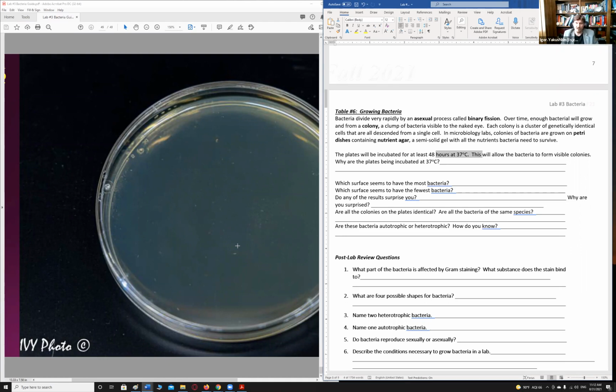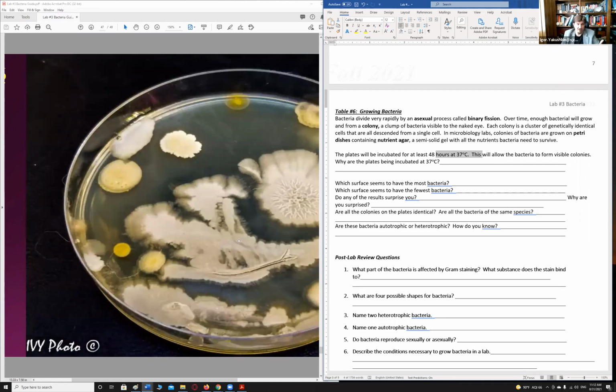That's an open-end question. Are all of the colonies on the plate identical? Well, if you take a look right here, for example, they're definitely different. Some of them fuzzy, some of them round, some of them yellow, some of them white, whitish, transparent, semi-transparent, and so on. That would be the different species. Are those bacteria autotrophic or heterotrophic? That would be heterotrophic bacteria because they're growing on the agarose. Remember, agarose provides them with the food source.